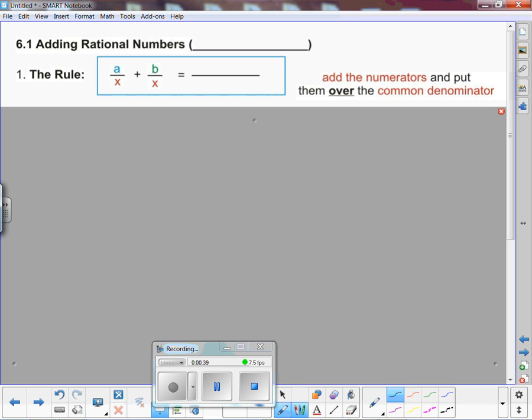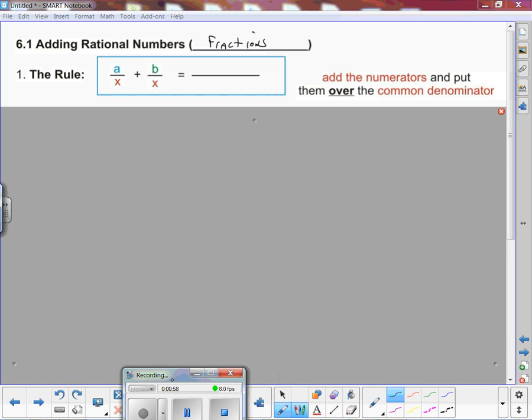All right, so 6.1 is adding rational numbers. And again, remember, when you see rational numbers, you should be thinking of what? Fractions. Rational numbers, think fractions. Okay?